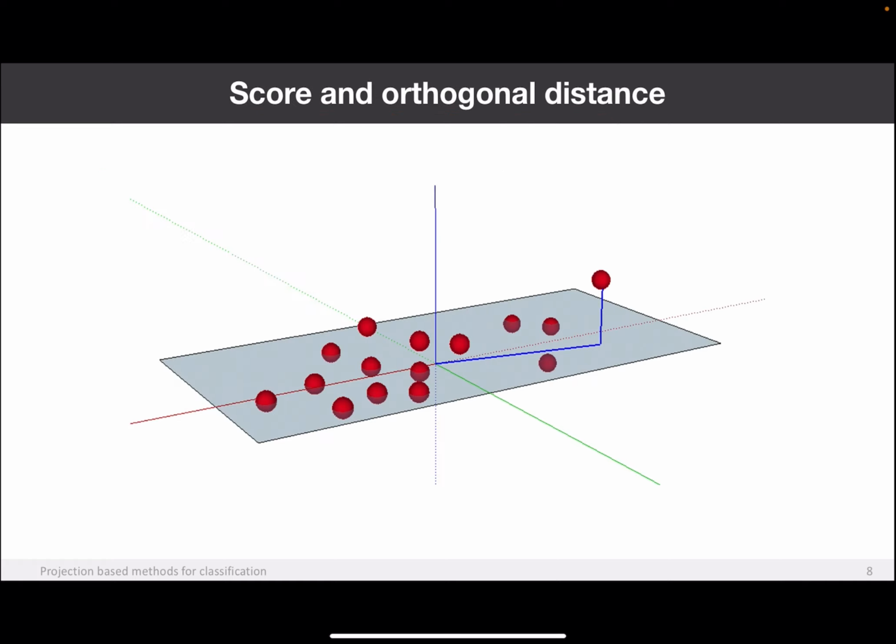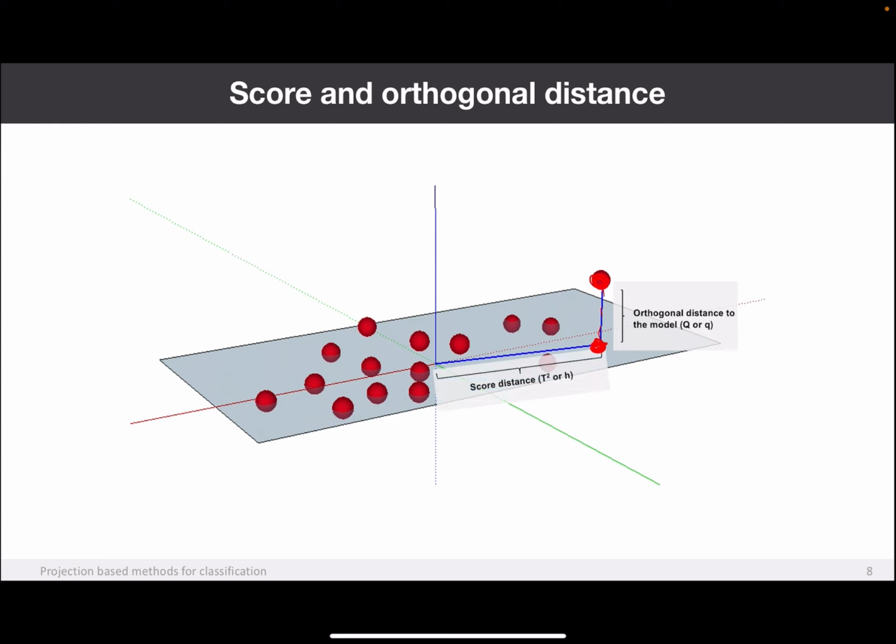Okay. Now let's recall what the score and orthogonal distances are. You remember that when we build a PCA model, first of all we project objects to this model. So we have a projection, we have an object itself, right? And then we can measure two distances. The first distance is called orthogonal distance. It's a distance between the object itself and the projection. And this distance is orthogonal. So we use, for example, Euclidean distance to compute it, right?